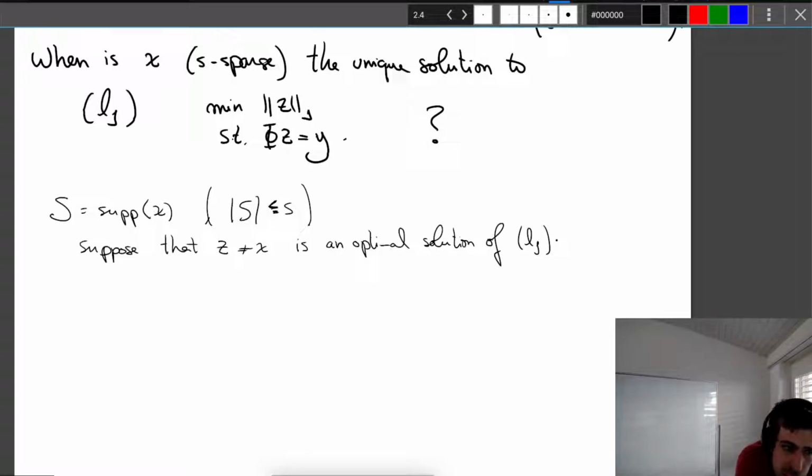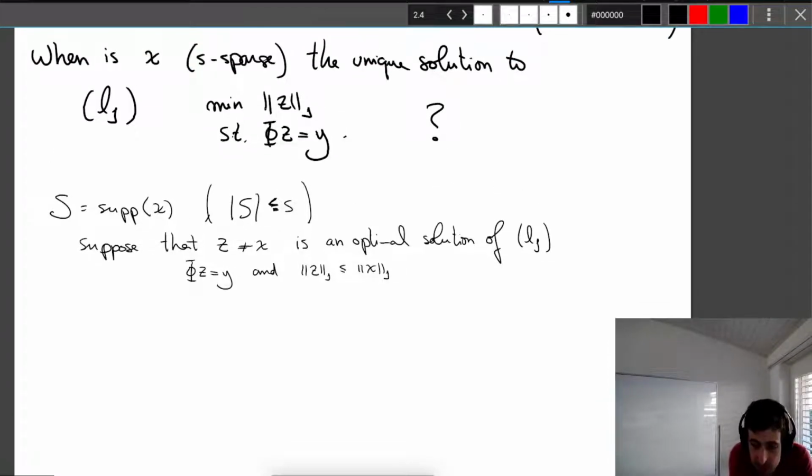So what does this mean? This means that phi Z is equal to y, and it means that the L1 norm of Z is smaller or equal than the L1 norm of X. So we want to rule out the fact that such vectors can exist. Okay, so how do we do this? Let's look at Z minus X. Let's define this vector Z minus X, v. What do we know about this vector?